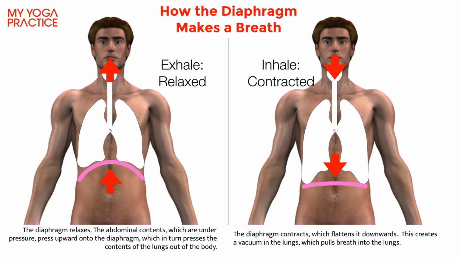So here you see another image of it. On the left, you see the relaxed diaphragm. The abdominal contents, which are under pressure, press upward onto the diaphragm, which in turn presses the contents of the lungs out of the body. On the right, you see when the diaphragm contracts, it flattens downward, and that creates a vacuum in the lungs, which pulls breath into the lungs.